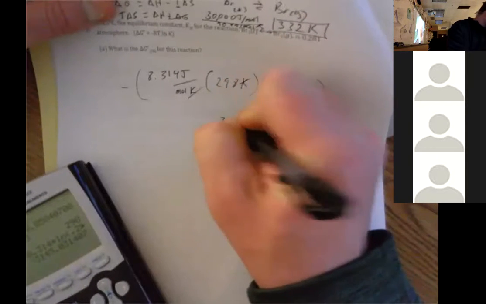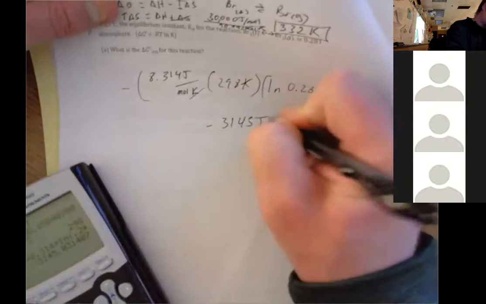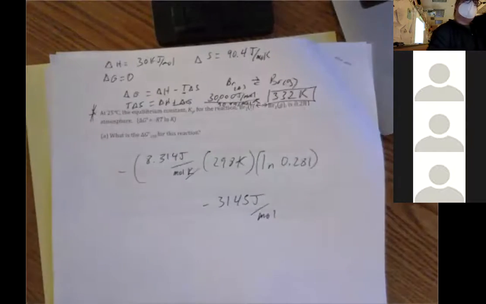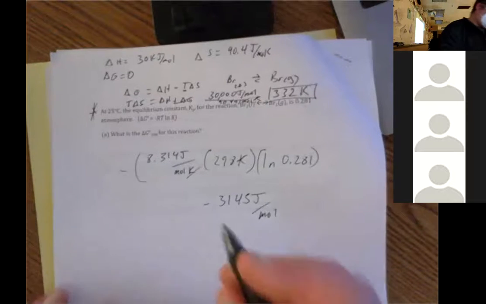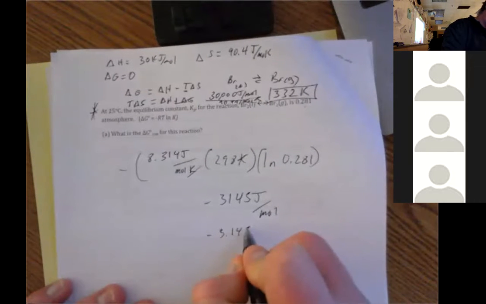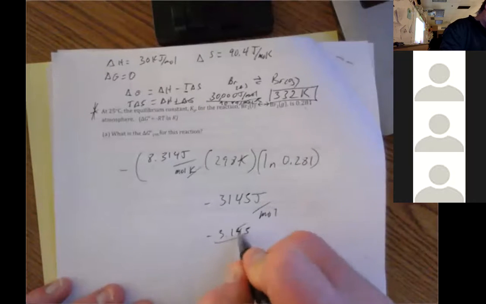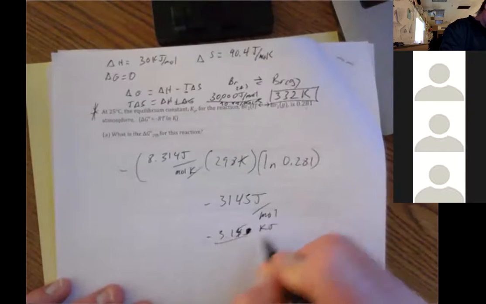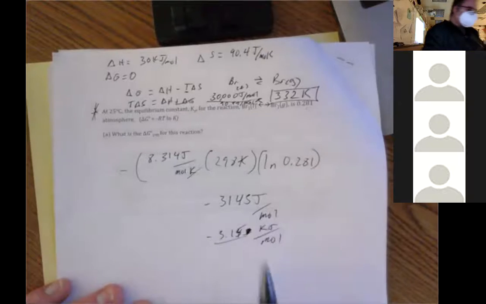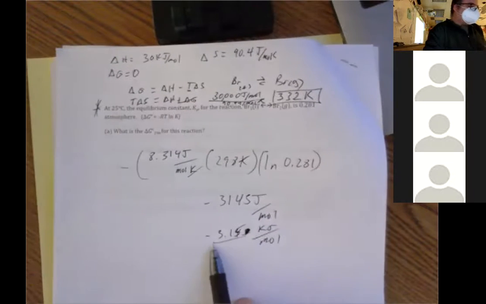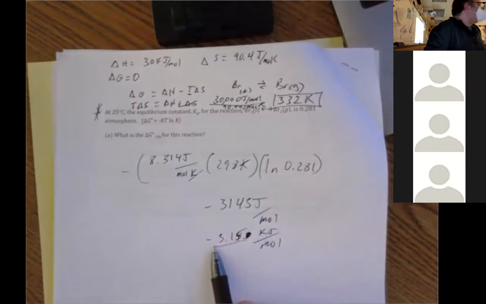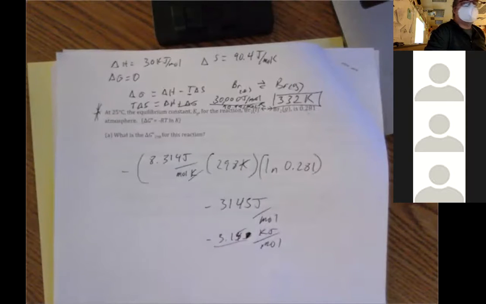We get negative 3,145 joules per mole. They may ask you to have that in kilojoules, which would be negative 3.145 kilojoules per mole. And again, since this is negative, delta G being negative means that this reaction would be favoring the forward direction.